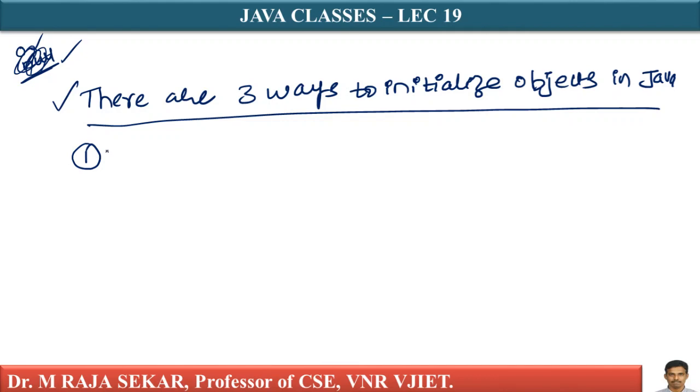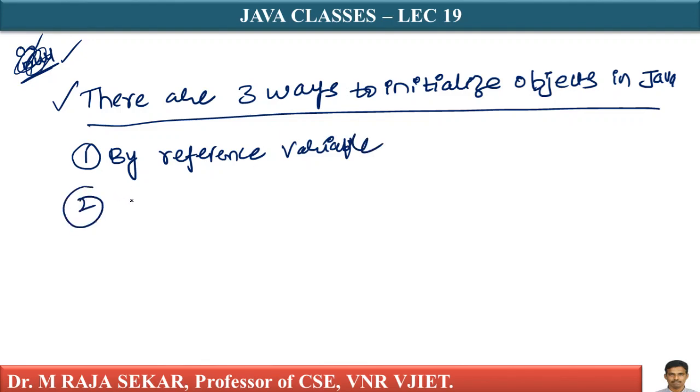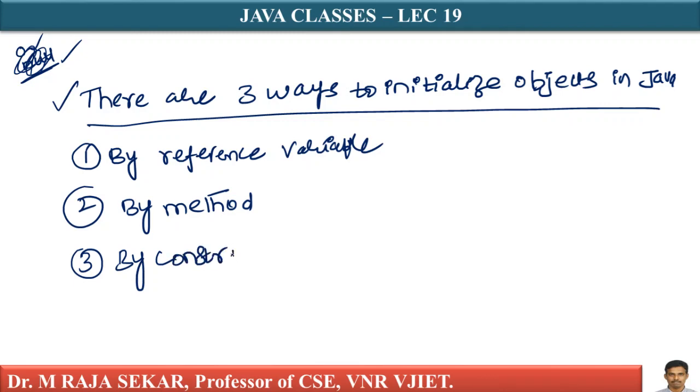What is the first way? I can use a reference variable to initialize an object in Java. This is the first method. Another method is, I can use methods. By using methods also, I can initialize an object in Java. Even we can make use of a constructor. By using a constructor also, we can initialize objects in Java. We will try to understand one by one with very, very simple programs in Java.